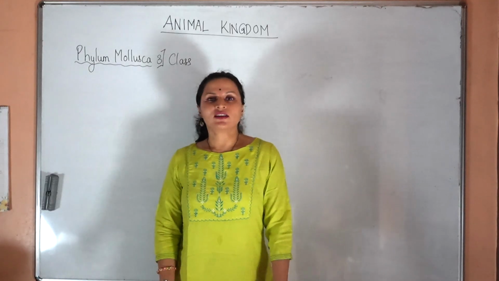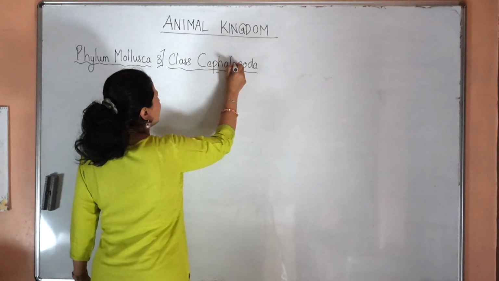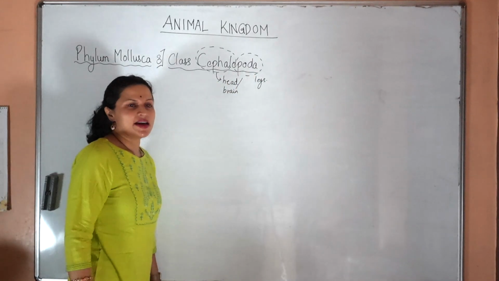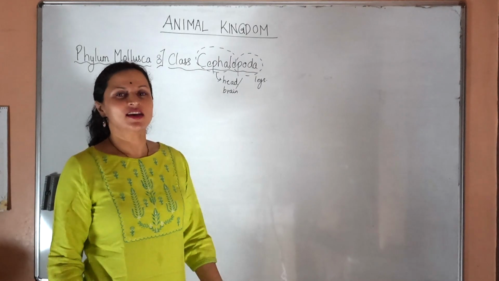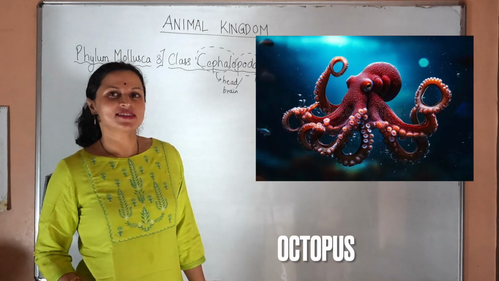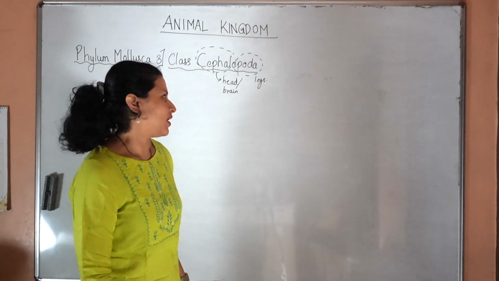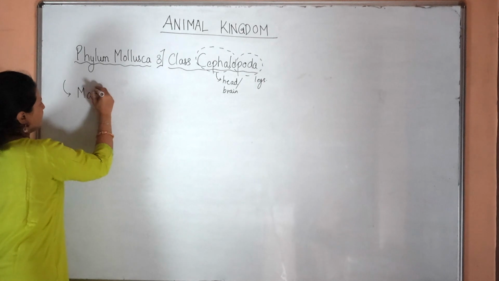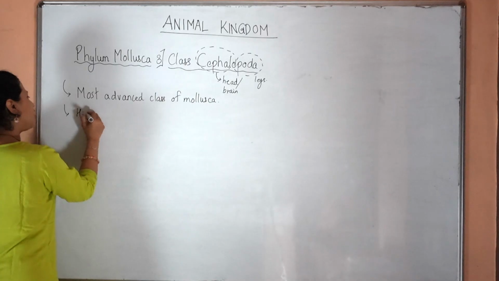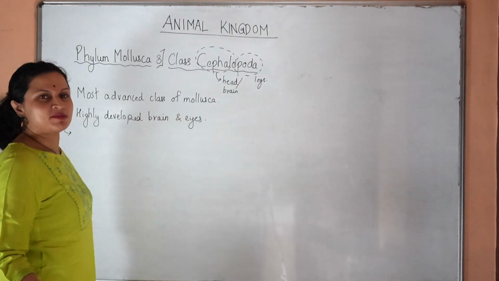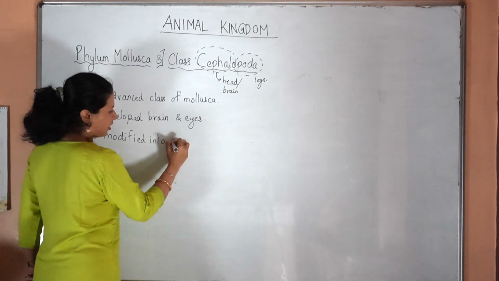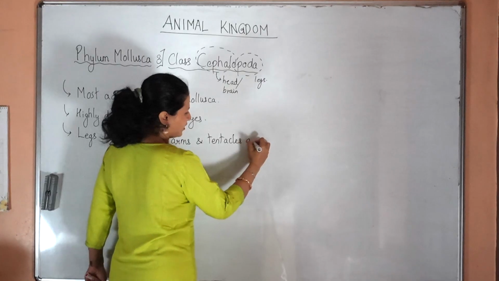Let us move on to the third class now, class Cephalopoda. Cephalo means head or brain, and poda means legs. These organisms have their legs on their head, like how an octopus or a squid has. This is the most advanced class of Mollusca, with a highly developed brain and eyes. These animals can be trained as well. Did you know that? Legs are modified into arms and tentacles around the head.